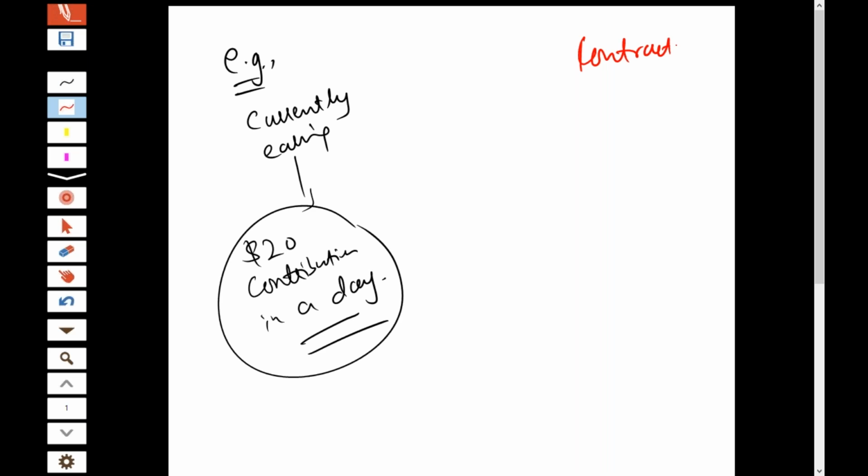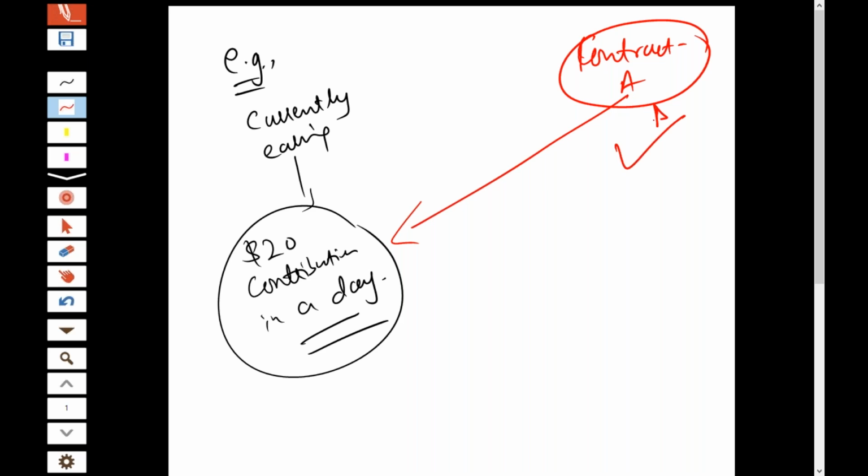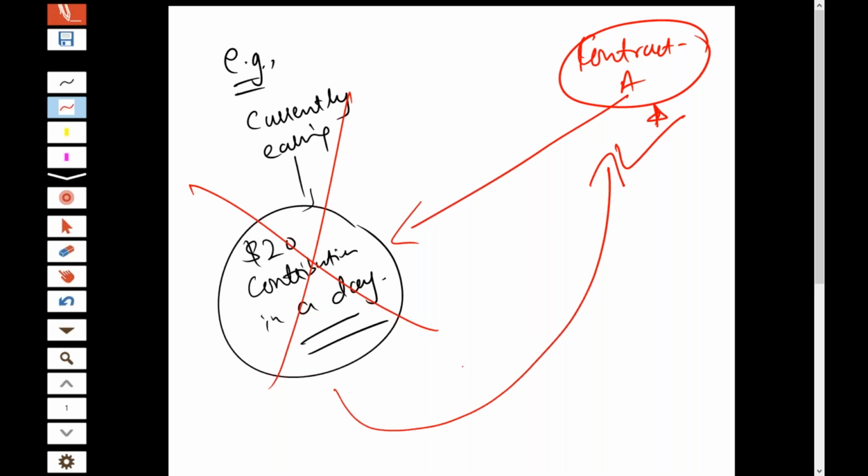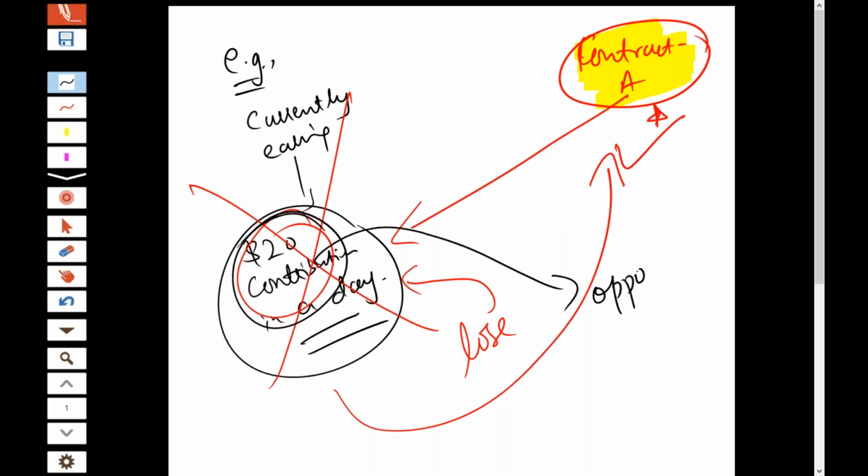For example, there is a contract A and it requires your 1 day. You have a very limited capacity, and if you go to work for contract A, you have to lose this contribution. If you move towards contract A, you will lose this contribution of $20. So something which you are losing in order to perform the next work, the lost income, the lost contribution, is called the opportunity cost.